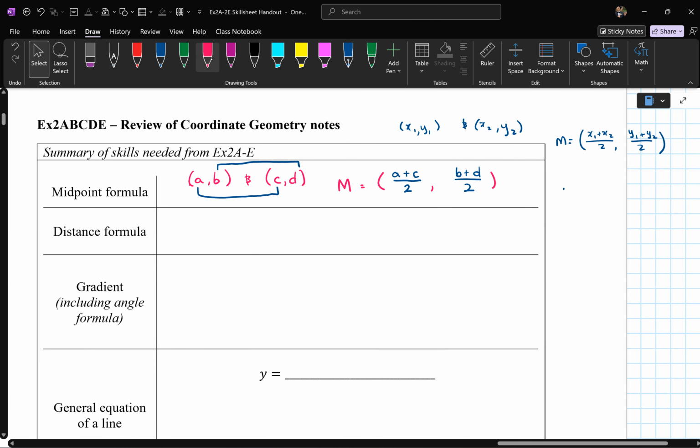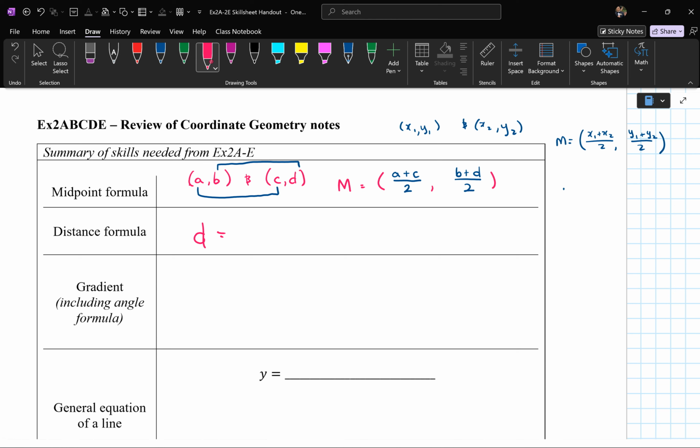Anyone remember the distance formula? D is equal to, hands up if you remember this one. Yes, Milena. Square root x1 minus x2, like in a bracket. Yeah. And the square symbol. Good. And then plus bracket y2 minus y1 bracket square. Good. I'm just going to fix this. I just wrote it wrong.